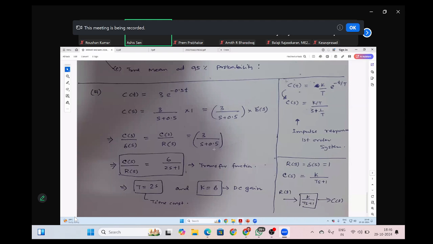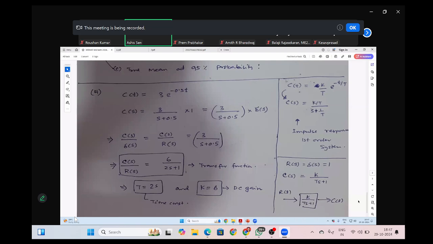So that means you can bring it to this form. C(s) over R(s) is 6 divided by (2s plus 1). Basically, it has been taken to this form: K divided by (1 plus Ts). So clearly, your T is 2 seconds. Time constant is 2 seconds. K is the gain, which is 6. K is the DC gain.